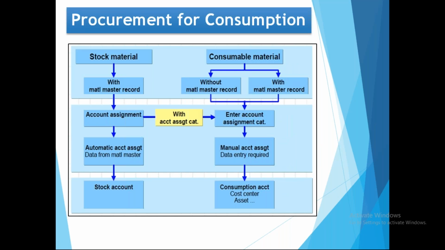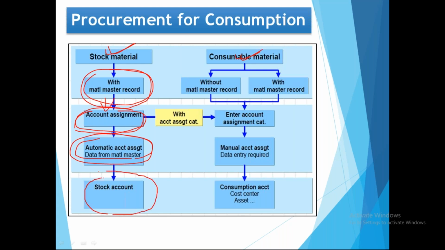Okay, so we will now understand the difference between the procurement of stock materials and consumable materials. For stock materials, you will have a material master record. In this material master record, you will have a valuation class. For that valuation class, an account assignment will be done. The system will pick up the account assignment from the material master and post to those accounts. That is in the case of stock material.